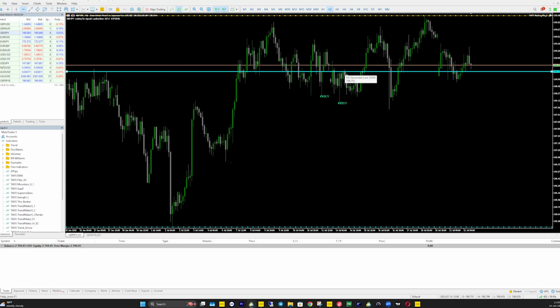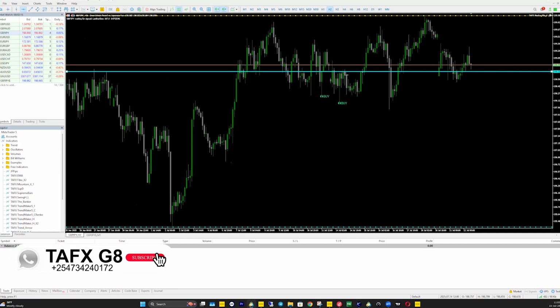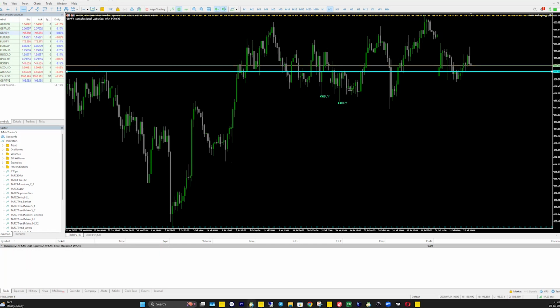But the good thing with the recovery mode is that it's better than entering instant executions or instant positions at once, because in the market, after you enter, the market can reverse to this point before going up.